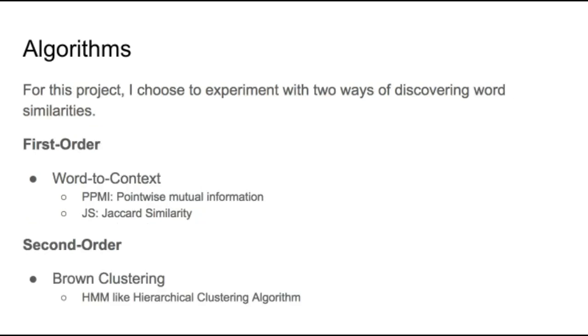For this project, I chose to experiment with two different ways of discovering similar words. I chose to look at both first order and second order. For first order, I chose to use a word to context matrix and using the similarity scores PPMI, or pointwise mutual information, and Jaccard similarity. For second order word similarities, I decided to implement Brown clustering, which is an HMM-like hierarchical clustering algorithm.